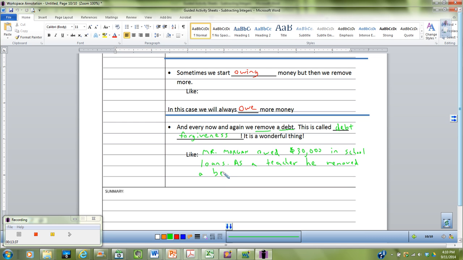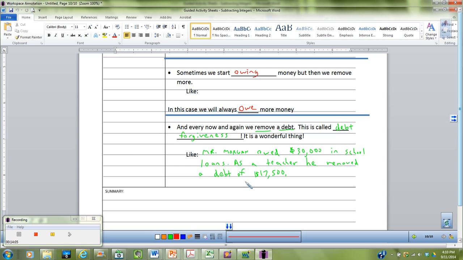I spelled that incorrectly, let me go back. A debt of $17,500. Alright, that's a lot of money. And that's the actual real life number. It was a glorious thing. Okay? I get that much money taken off of how much I have to pay. That saves me decades of paying off my school loans.